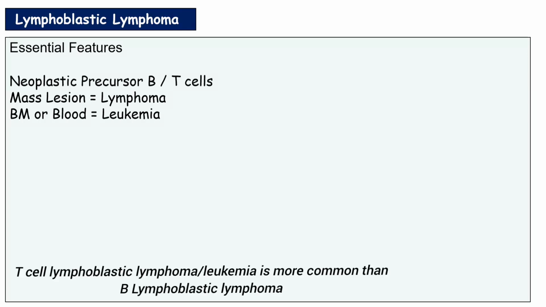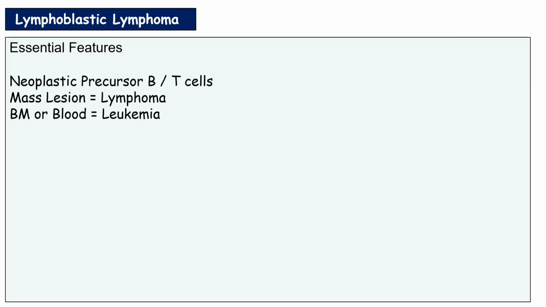Lymphoblastic lymphoma, like I said, can be B-cell or T-cell. The blast cells can be B or T type, and if it forms a mass lesion, we call it a lymphoma. But if it involves bone marrow or blood, then we label it as leukemia.